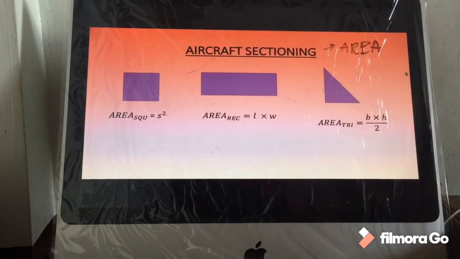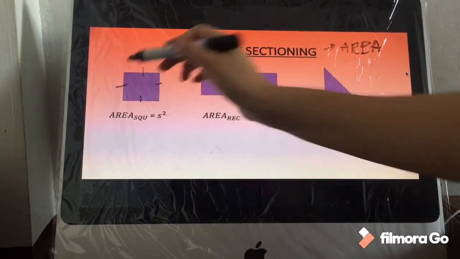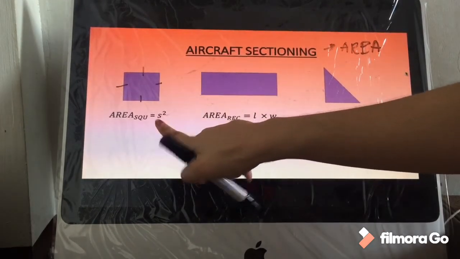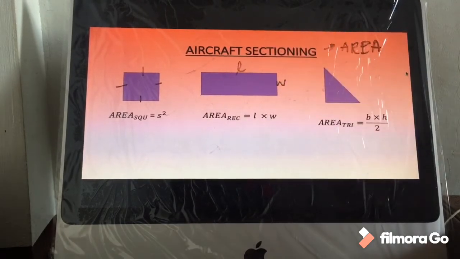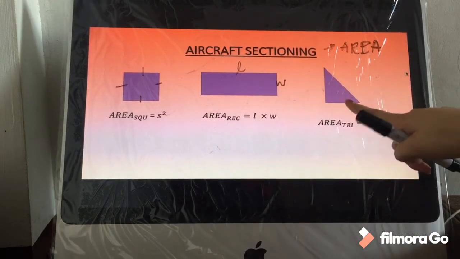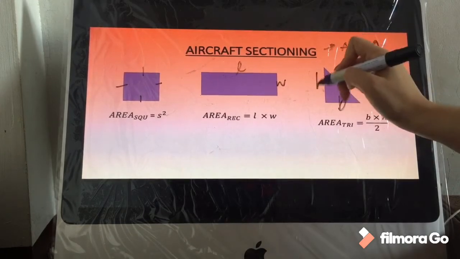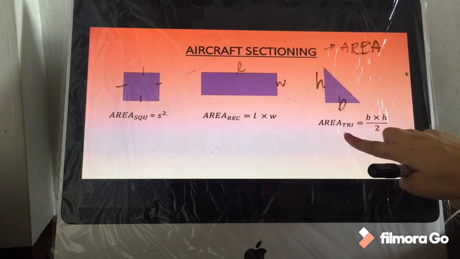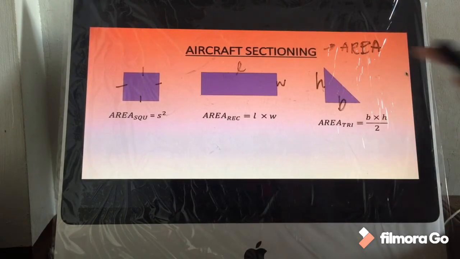So, back to geometry. Ang area ng square, since these sides are all equal, it's just side squared. And then for the area of the rectangle, we have the length and the width. So, the area for the rectangle is length times width. And then for a right triangle, this is the base and then this is the height. So, the area for a triangle is base times height over 2. So, again, inuulit ko, itong 3 shapes lang na to ang pwedeng gamitin pag aircraft sectioning.